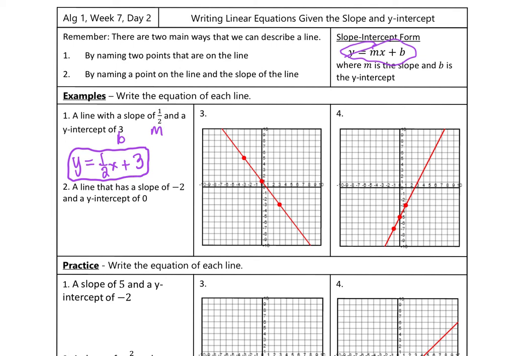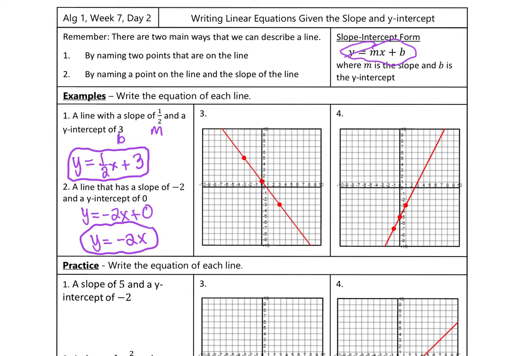So let's look at 2. Slope of -2 and a y-intercept of 0. There's actually two ways you might write the answer here, since you could write y equals -2x plus 0, but the plus 0 doesn't need to be there because it's just plus 0. So we could write it instead as just y equals -2x. That's technically the better answer, but I will take the -2x plus 0 answer as well.